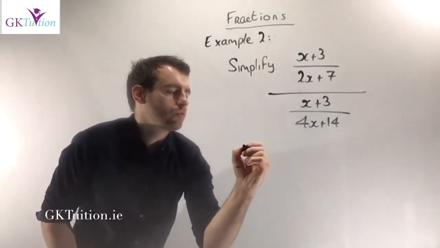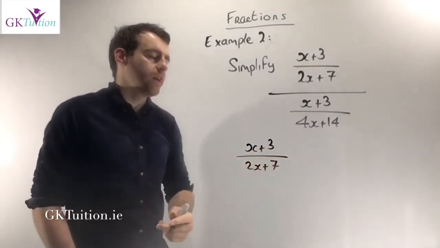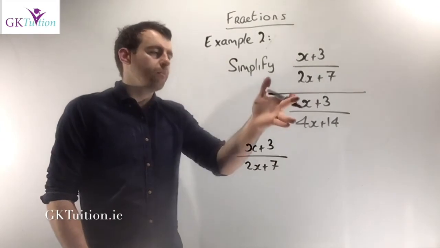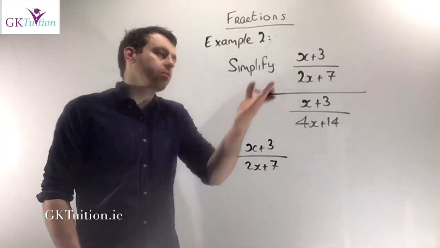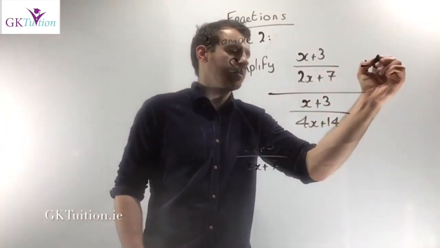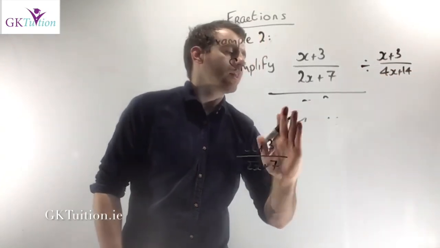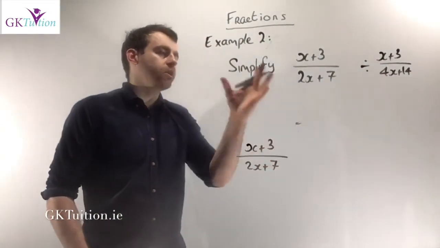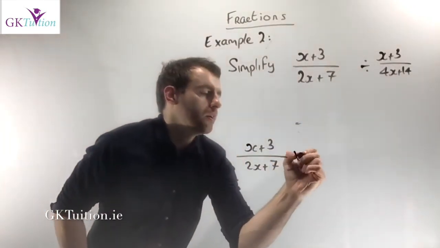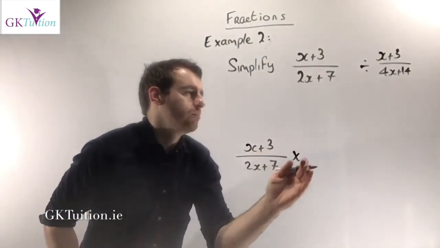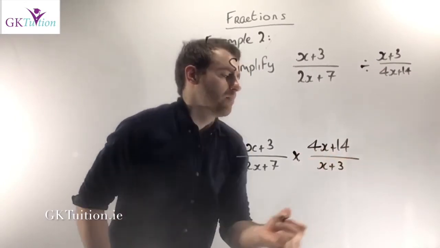So let's just rewrite the fraction on the top here. I have x plus 3 over 2x plus 7. Instead of dividing that fraction by this, I can flip the fraction and multiply. So at the moment, another way I could write it is as divided by x plus 3 over 4x plus 14. That's simply another way of writing it. But I never want one fraction divided by another. Instead, you flip the fraction and multiply. So this means exactly the same as multiplying by 4x plus 14 over x plus 3.